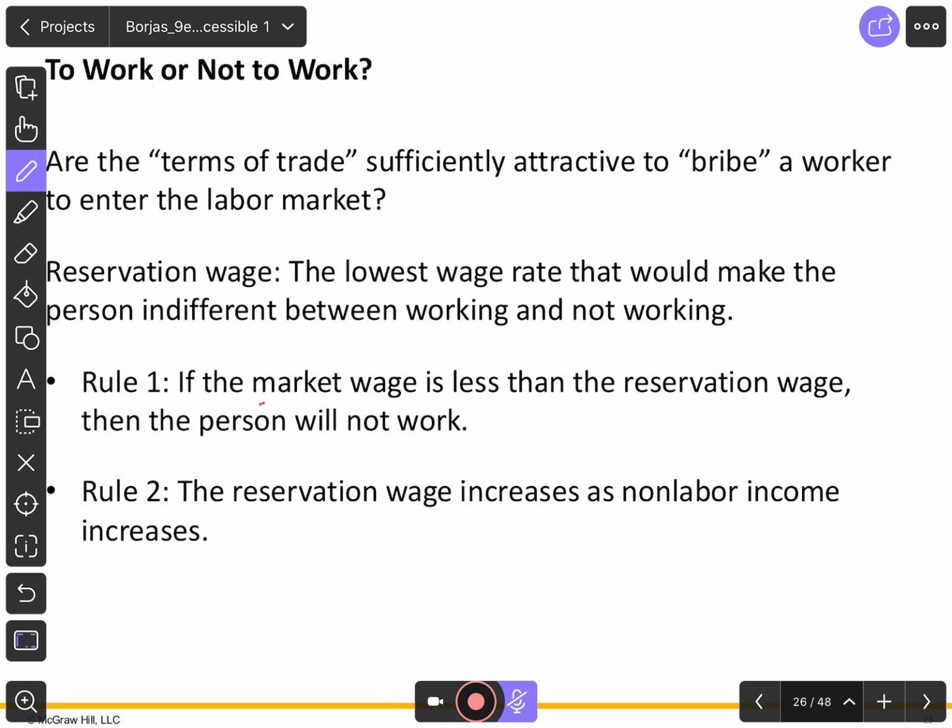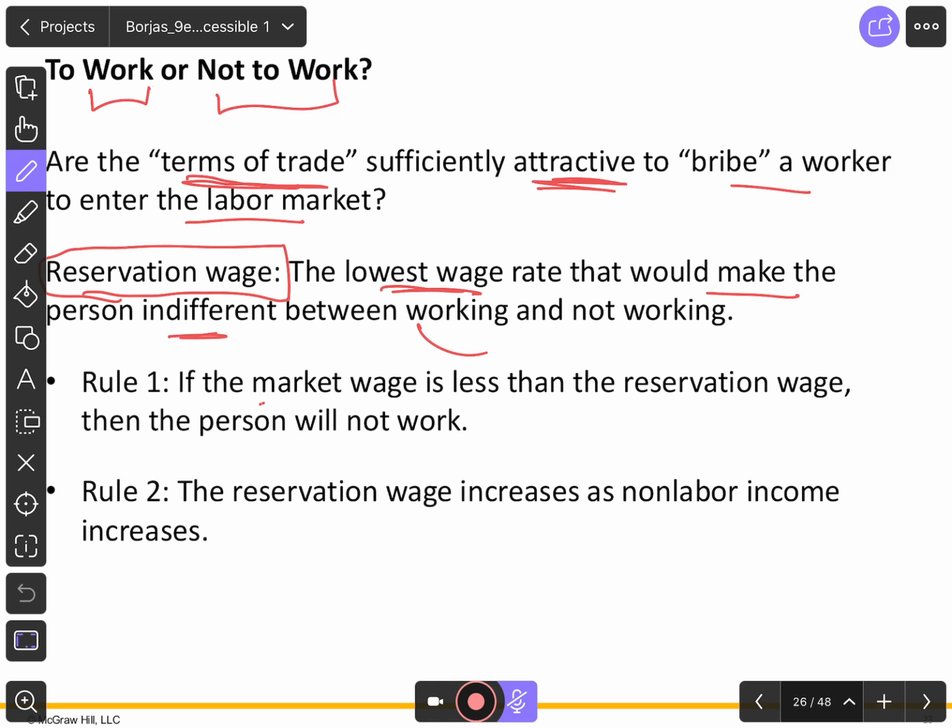So, when it comes to the decision of work versus not to work, there must be a comparison, right? There must be a certain wage rate or terms of trade that is attractive, to bribe the worker to enter the labor market or to start the first hour of work. And this terms of trade has a certain terminology which is called the reservation wage. Reservation wage is the lowest wage rate that would make the person indifferent between working and not working. So this is kind of the lowest minimum wage I'm going to accept to start the first hour of work.